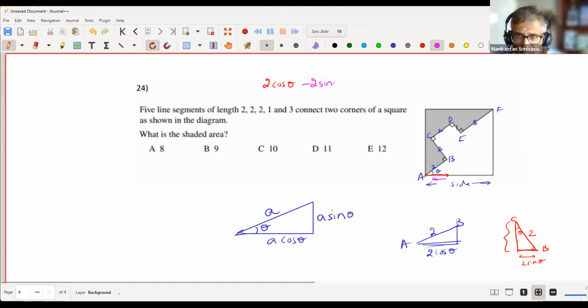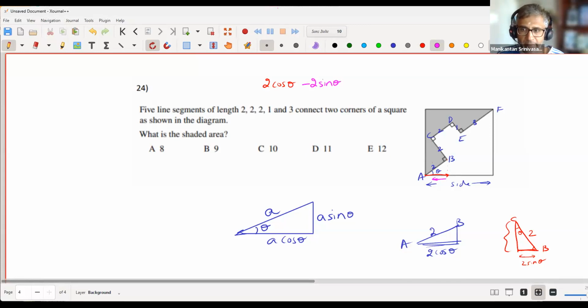I'm just counting horizontally how much I'm traveling. And then I'm going to finish this off and say I have reached, let's say this point is G. And therefore this is the side length S. That's what I'm going to finish. So 2 cos theta minus 2 sin theta is clear so far to everyone? Ananya, are you with me?